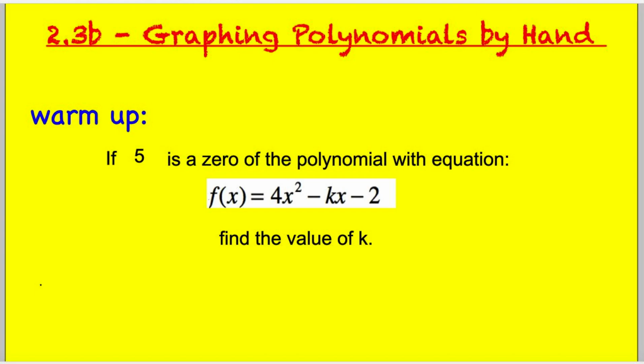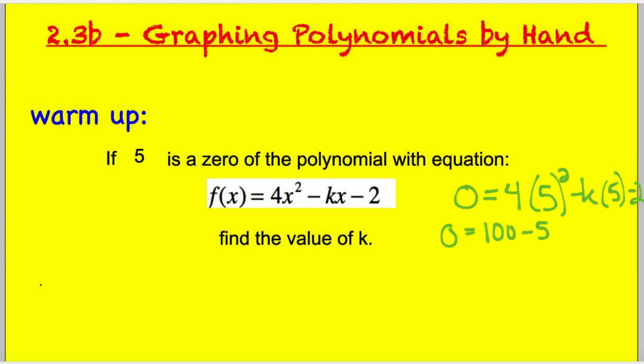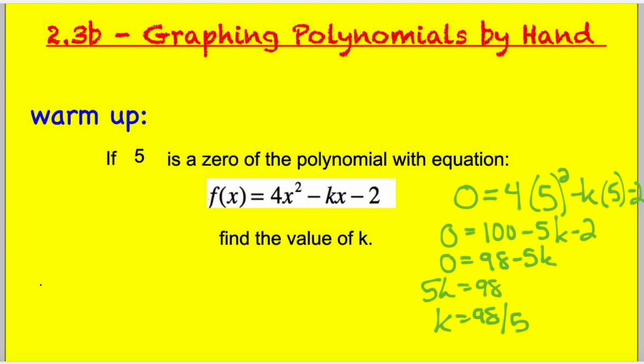So if you know that 5 is a 0, that means if you plug in 5, you would get 0. So I'm going to plug in 5 and set it equal to 0. And then that way, I only have the one variable, which is k. So I get 0 equals 4 times 25, which is 100, minus 5k and then minus 2. So I'll get 0 equals 98 minus 5k. I'm just going to add 5k to both sides. And I will get k equals, this ugly number, 98/5, but that's how that one works.